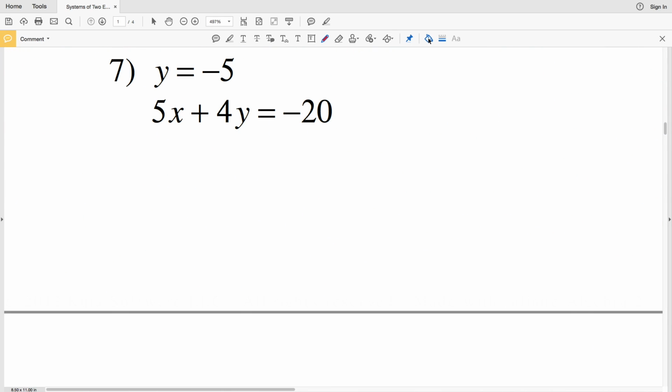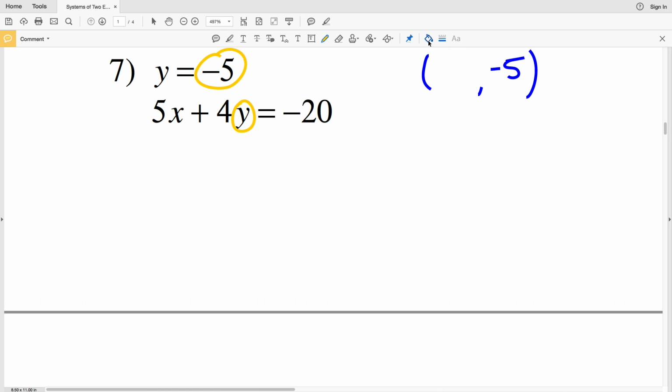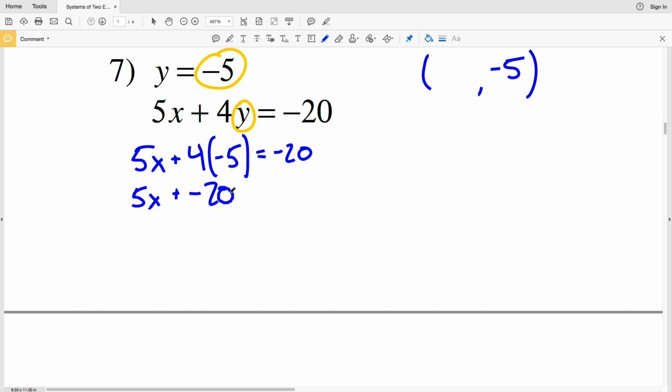In number 7, it gives me that y is negative 5. So right away, y is already solved for, so I just need to solve for x. And I'll substitute negative 5 in for y in order to solve for x. So I'll have 5x plus 4 times negative 5 equal to negative 20. So that's 5x plus 4 times negative 5, which is negative 20. That's going to be equal to negative 20.